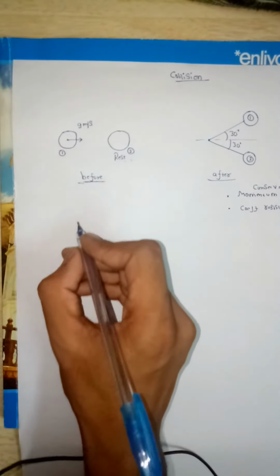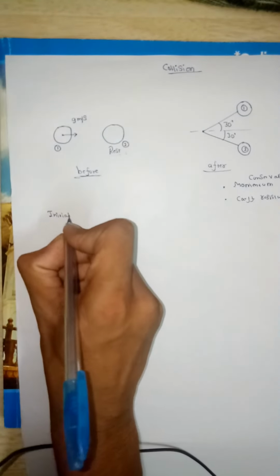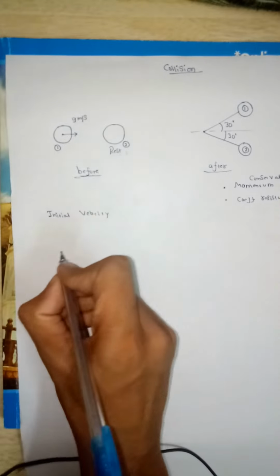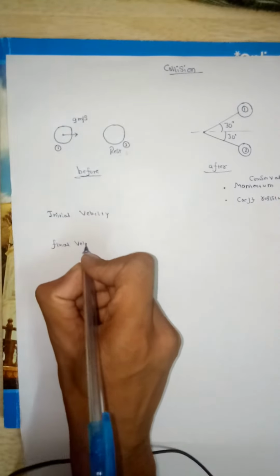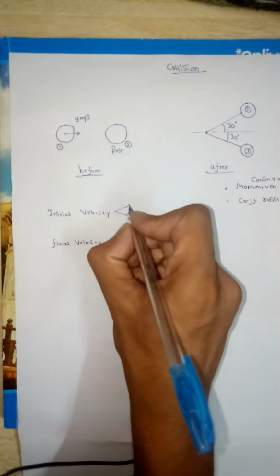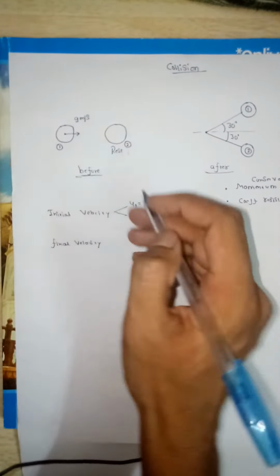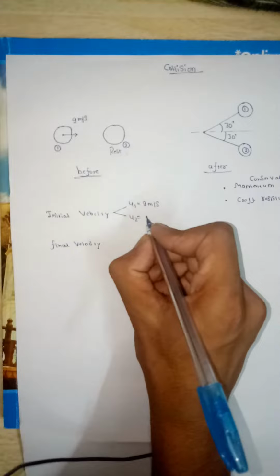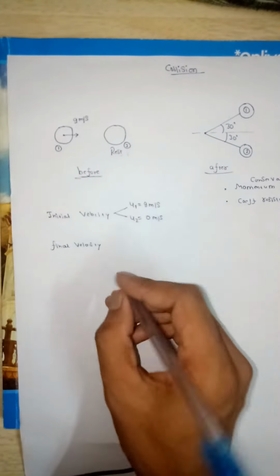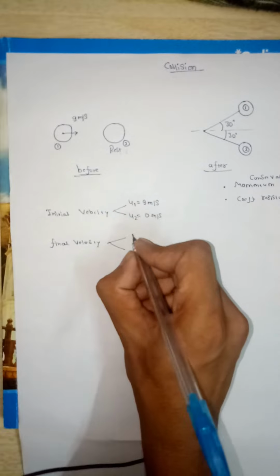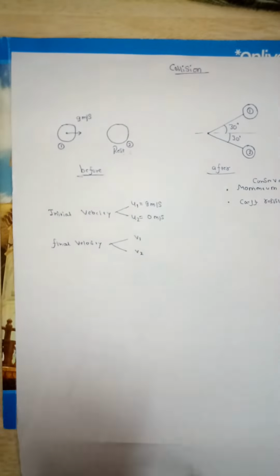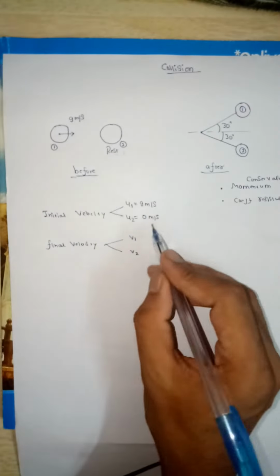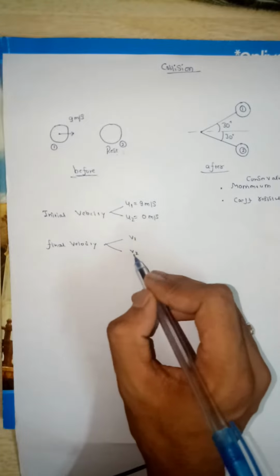Okay, so let us consider initial velocities and final velocity. The initial velocity of object 1, ball 1, is 9 meter per second, and the initial velocity of the second object is 0 meter per second because it is at rest. Let after the collision, body 1 have velocity v1 and body 2 have v2. Okay, understood. Now we have to find the ratio of the velocities.